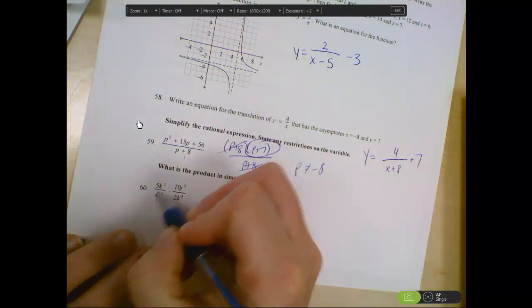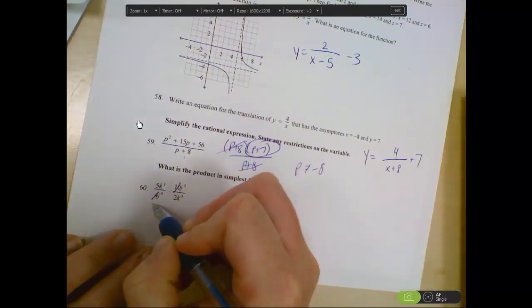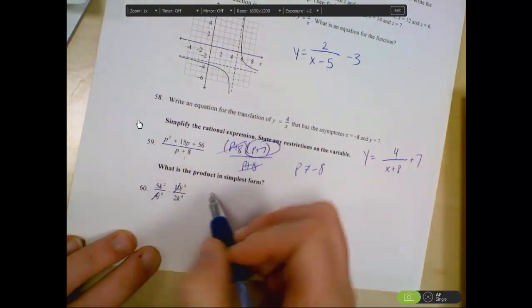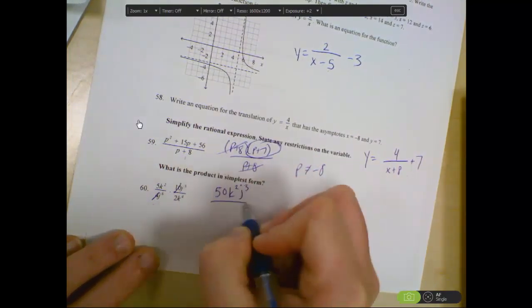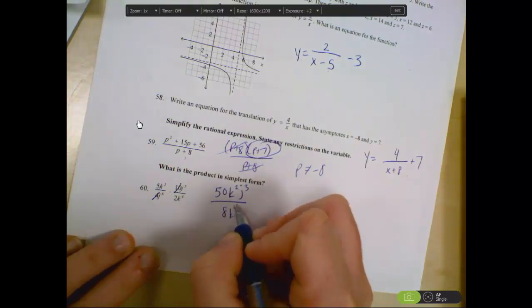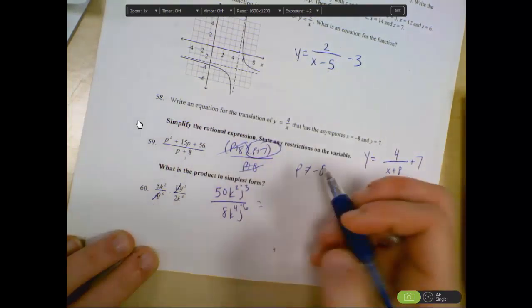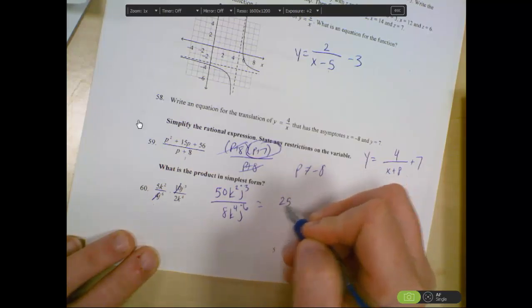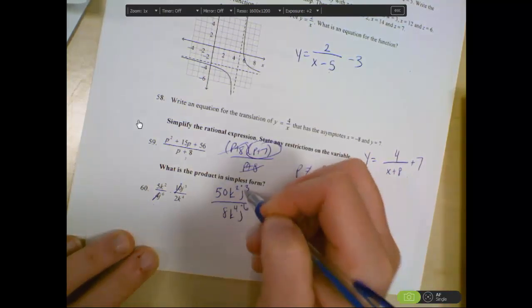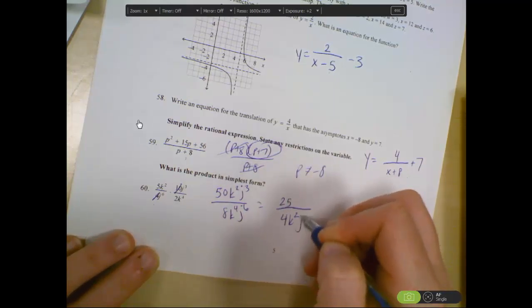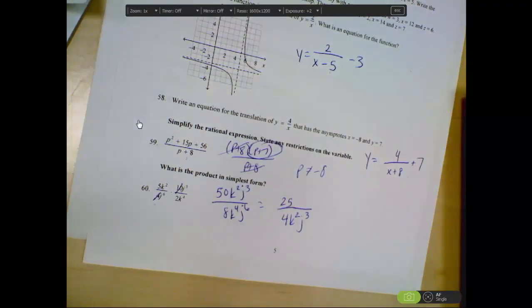Product in simplest form, 4 and 10 cancel. That's probably not the easiest way. I would actually probably multiply straight across first and then divide. 50 over 8 makes it 25 fourths. k squared over k to the fourth is k squared on the bottom. j to the third over j to the sixth is j cubed on the bottom. All right, that's enough for this section.